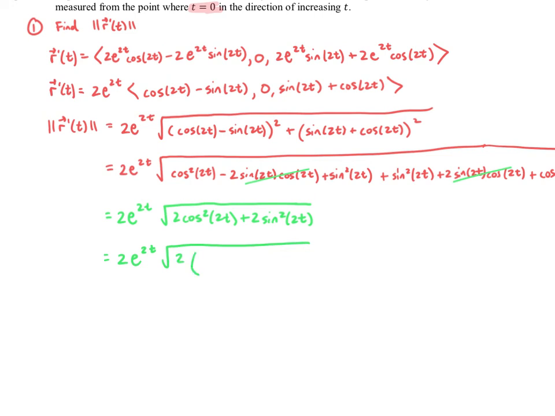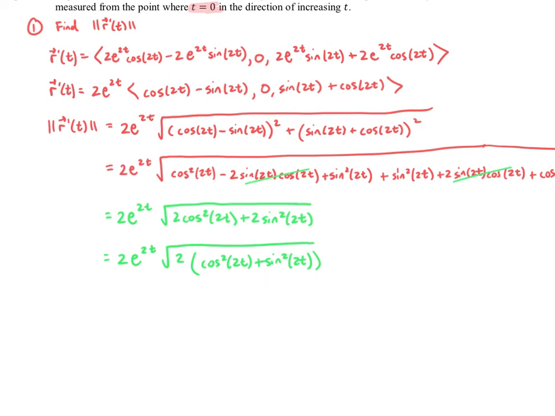So we have 2 times this quantity. I know this is really ugly. It's okay. It will get better over time. All right. Now I know there's a 2t, but cosine squared plus sine squared, whether it's a 2t or a t, as long as it's the same, that's going to equal 1.